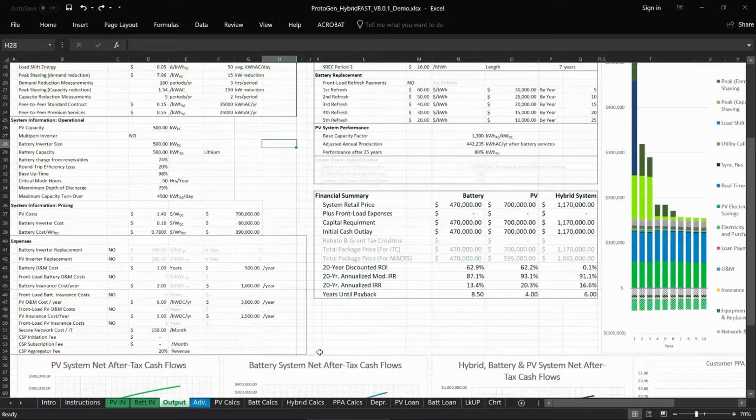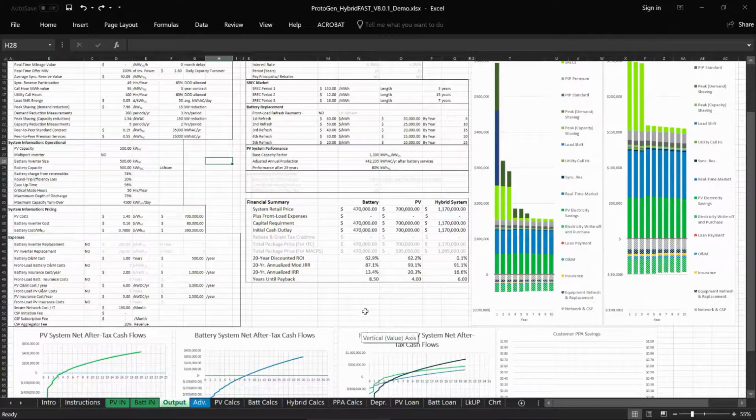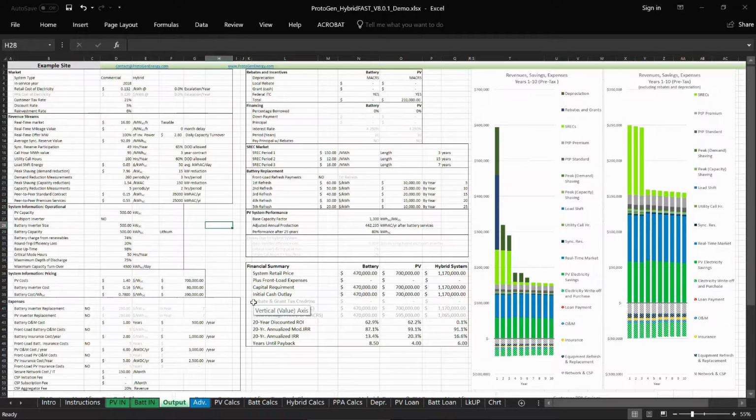Finally, we'll take a look at the output page. There's really nothing super exciting about this sheet. It's merely a reorganization of the different sections. Take rebates and incentives, for instance. Right here, it has the battery and the PV side by side, similar with the financing. So this is a good summary in case you do a run and you want to print out your results or send it to somebody, maybe including with them some cash flows from the calc sheets.